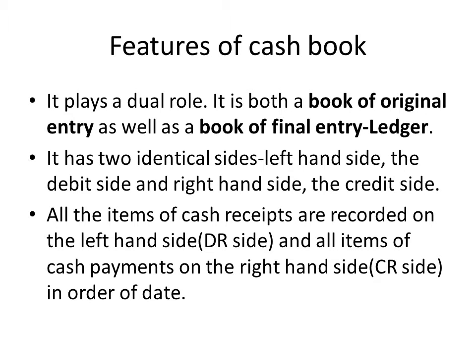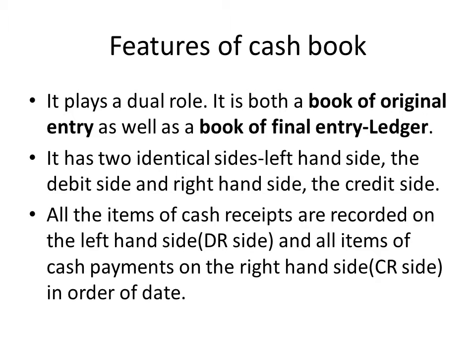Now we want to look at the features of cash book. A cash book plays a dual role. It is a book of original entry as well as a book of final entries, a ledger account. In the last class, when we had a class on special journals, we mentioned cash book as one of the books of original entry, and you are seeing it here too as part of the features. That is why it plays a dual role. It has the function of the books of original entry, and it is also a ledger account. When we get to SS2, we'll see the ledger account in action.